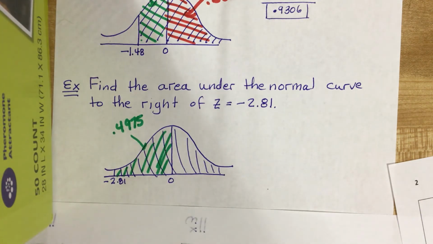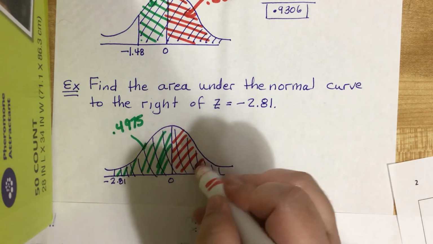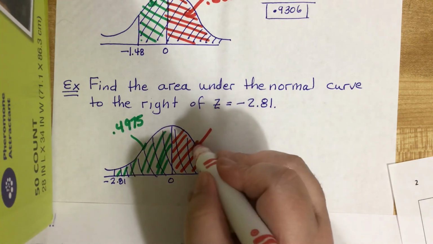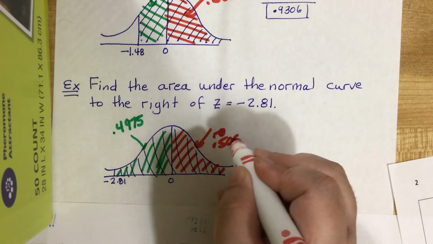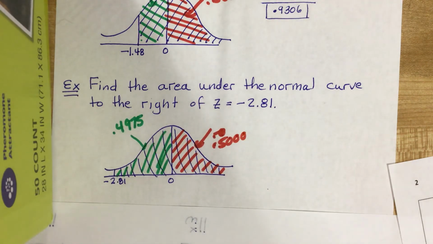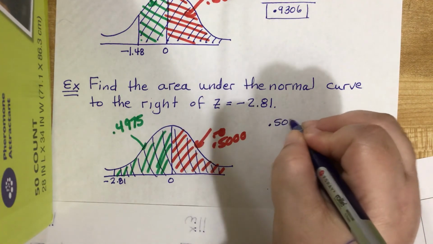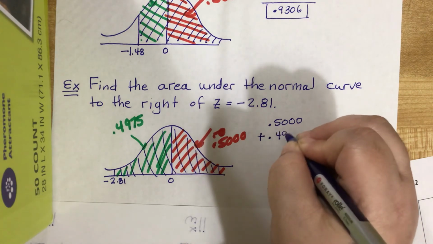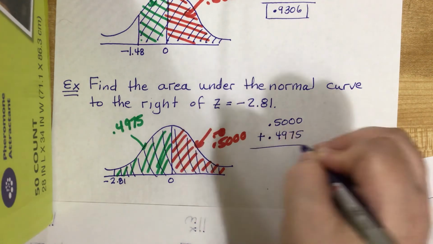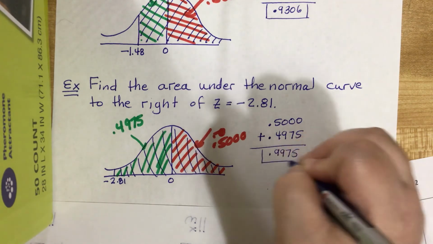And the area to the right of 0, we know is 0.5. So we're going to take 0.5 and we're going to add 0.4975 and we get 0.9975 for a final answer.